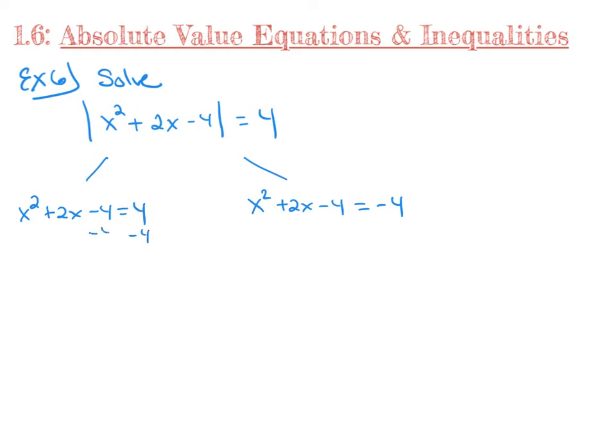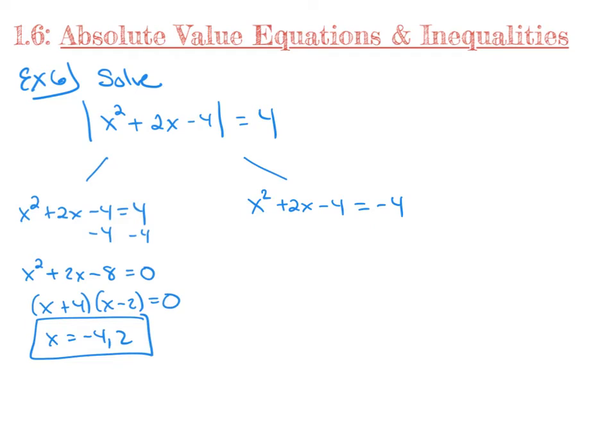So we'll subtract 4 from both sides on the first one. x squared plus 2x minus 8 equals 0. That factors: x plus 4, x minus 2 equals 0. So x is negative 4 and positive 2.